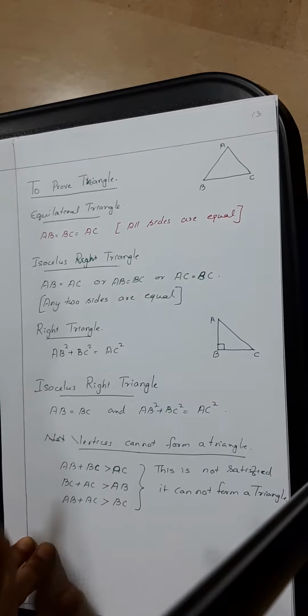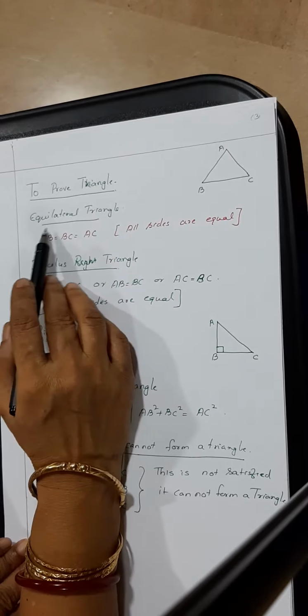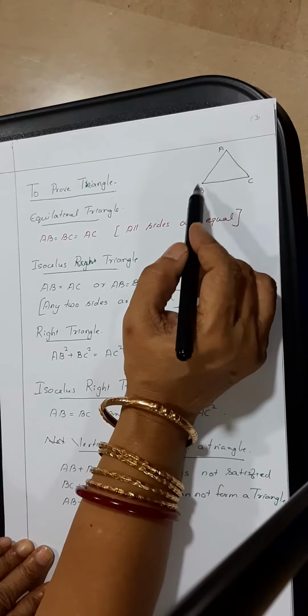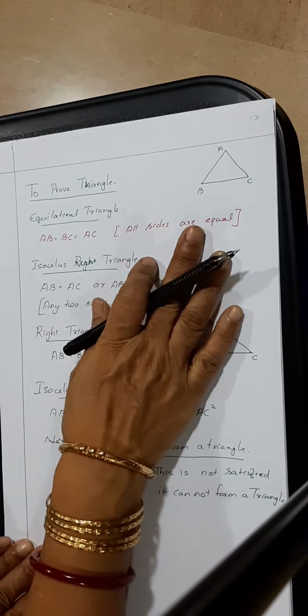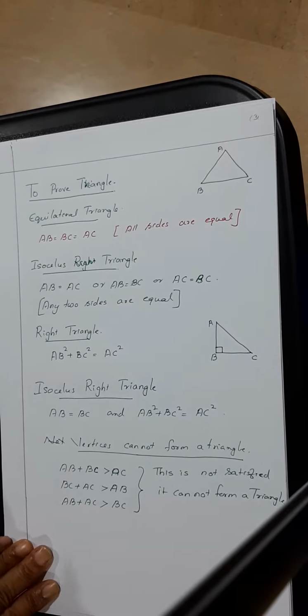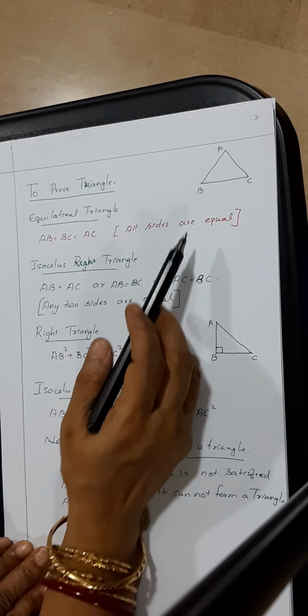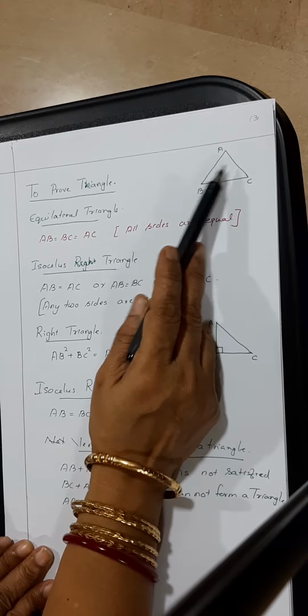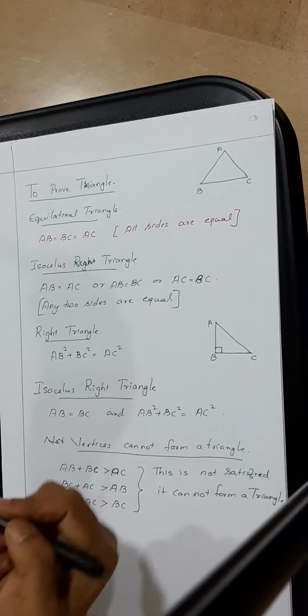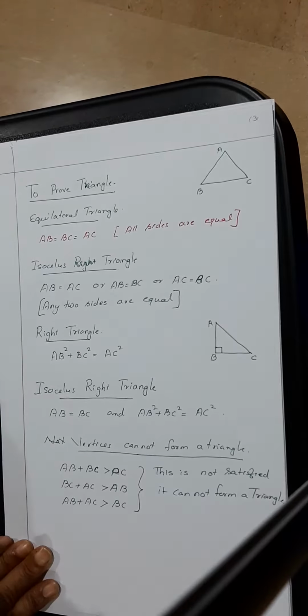Now, to prove it is a triangle, so equilateral triangle means you have to prove all the 3 sides are equal, then you can say it is an equilateral triangle. For an isosceles triangle, you have to simply prove the 2 sides are equal. Any 2 sides are equal, then it is an isosceles triangle.